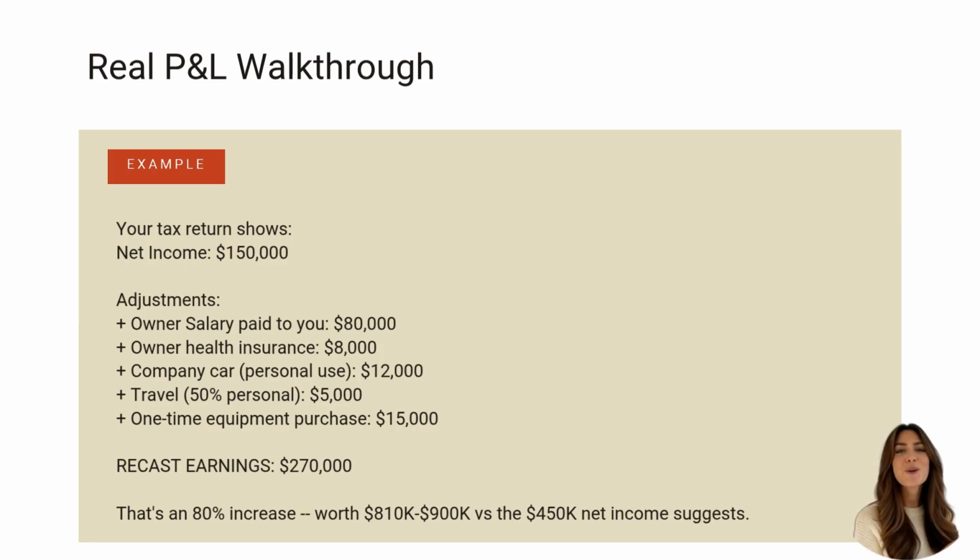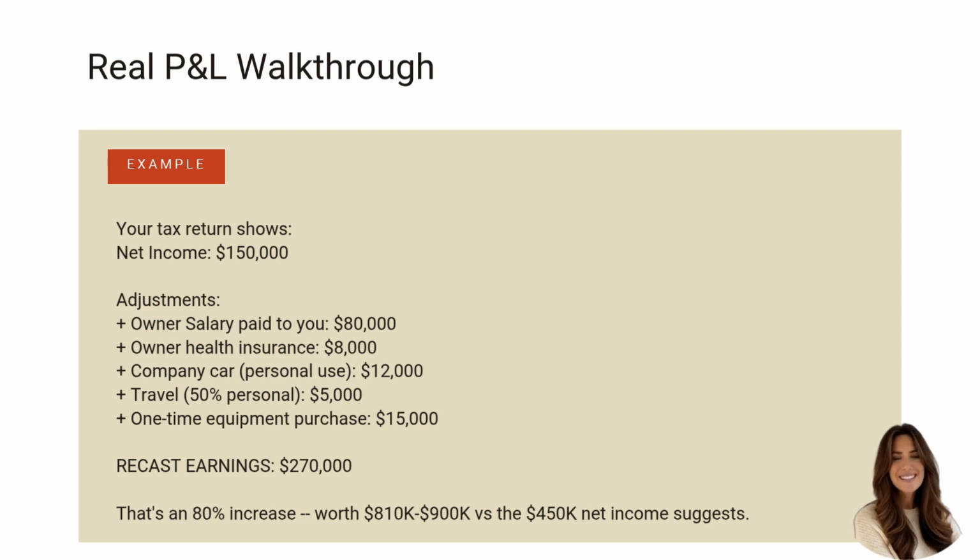Let us work through a real example. Your business filed a tax return showing $150,000 in net income. But let us recast it. You paid yourself an $80,000 owner salary. Add that back. The business paid $8,000 for your health insurance. Add it back. You have a company car you use for personal driving. The business spent $12,000. Add back 100% or adjust for personal use percentage.